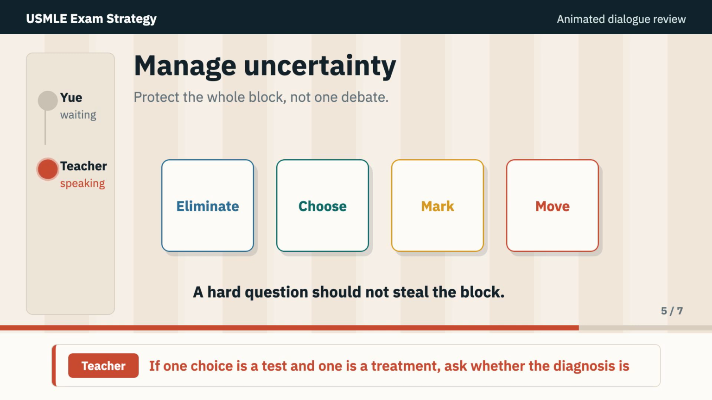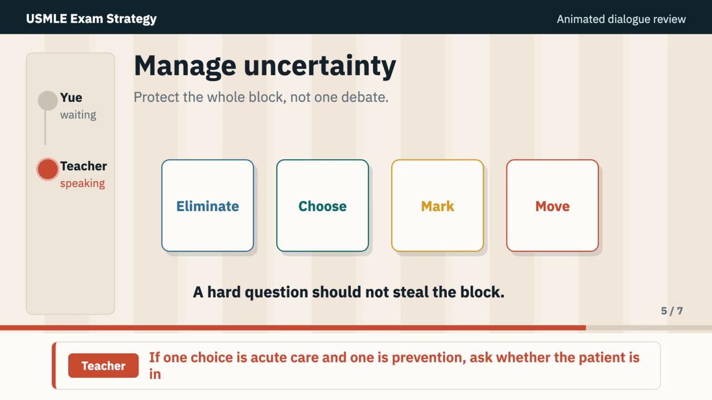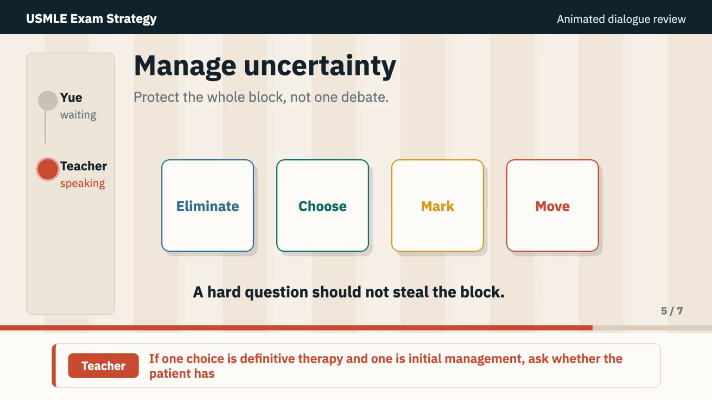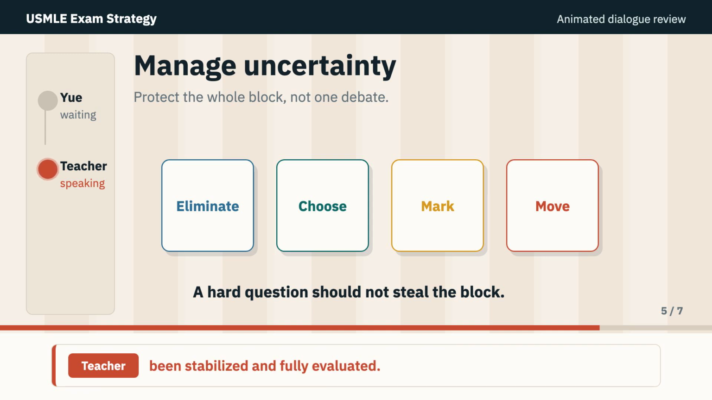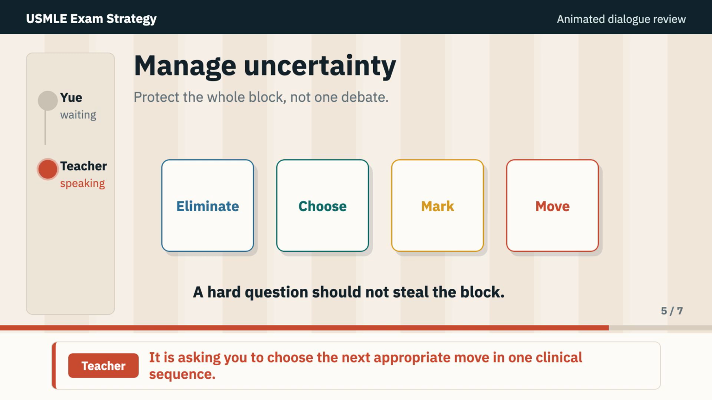If one choice is a test and one is a treatment, ask whether the diagnosis is already established. If one choice is acute care and one is prevention, ask whether the patient is in danger now. If one choice is definitive therapy and one is initial management, ask whether the patient has been stabilized and fully evaluated. This is where depth matters. The exam is not asking you to admire every medically true choice. It is asking you to choose the next appropriate move in one clinical sequence.